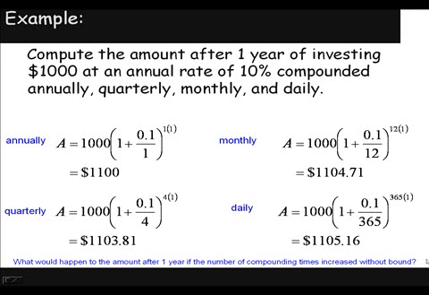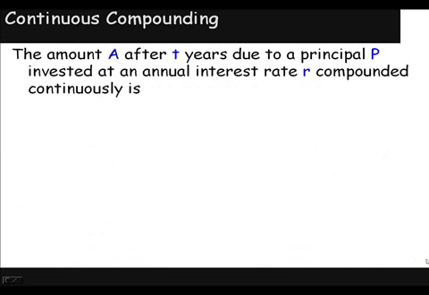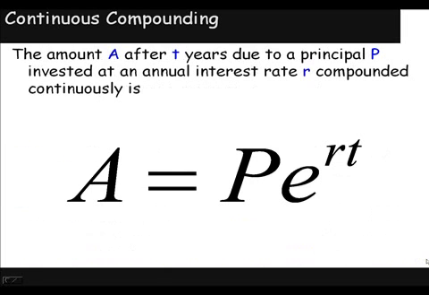What would happen if we let that increase without bound? In fact, if we compounded every second or every fraction of a second? Well, it turns out that we have a formula for compounding interest that's continuous. It uses e. The amount we would have is the principal P times e to the rt. r is the rate, and t is the number of years we allow that to compound.